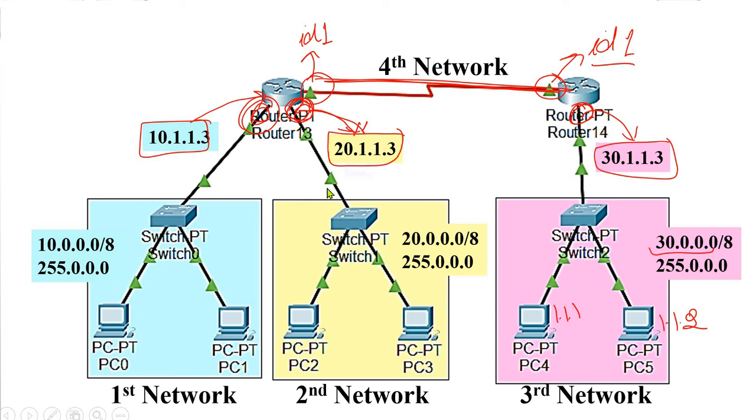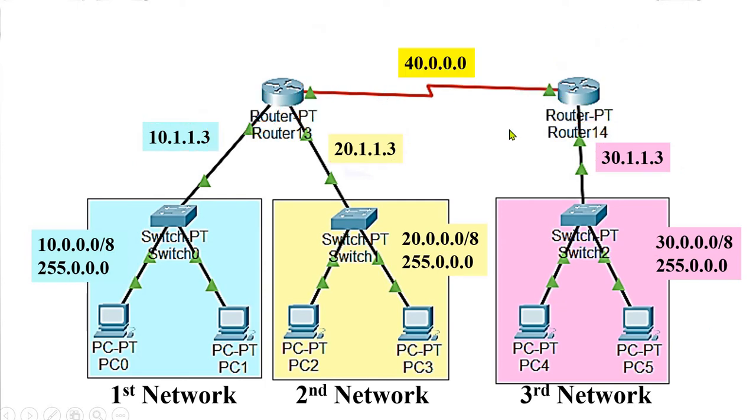serial cable. For connecting similar devices we were using a crossover cable, and for different devices we were using the straight through cable. So here we will be using serial cables to connect two routers through serial ports. Here we have defined another network, 40.0.0, to connect two routers.